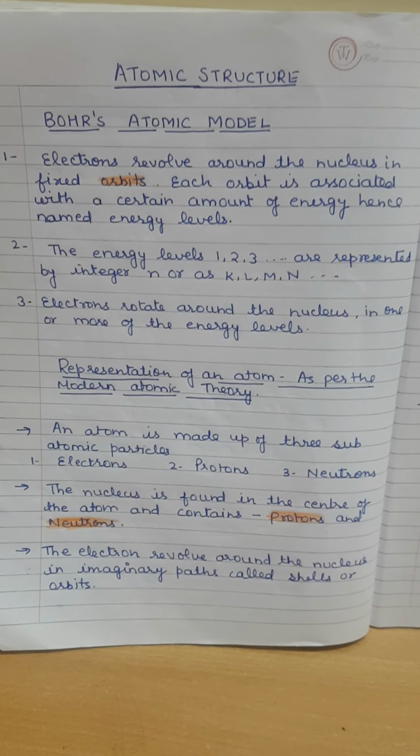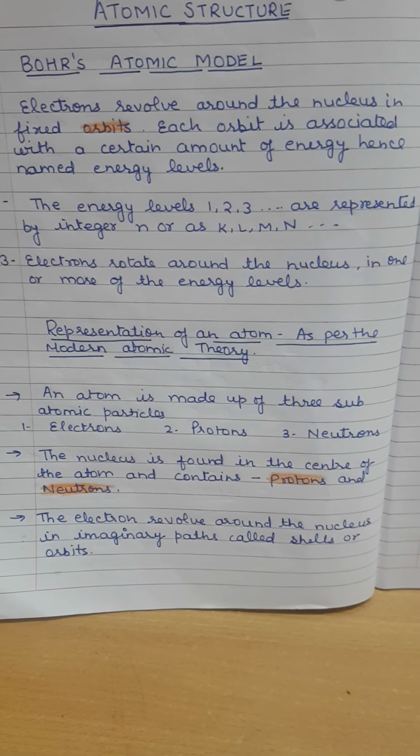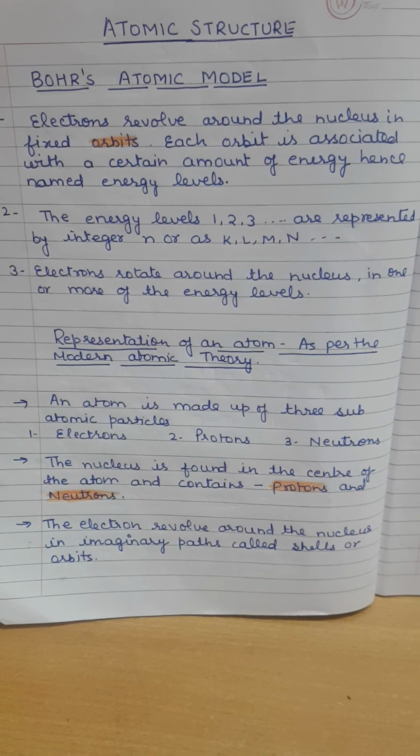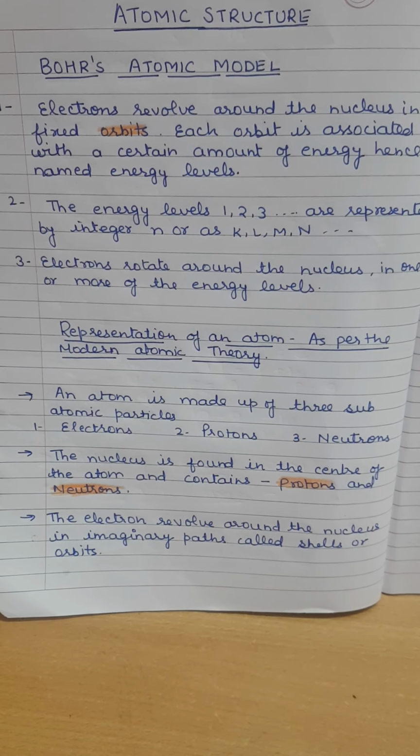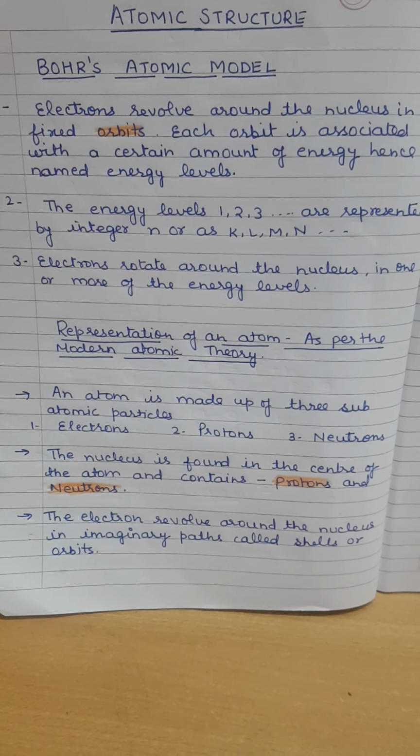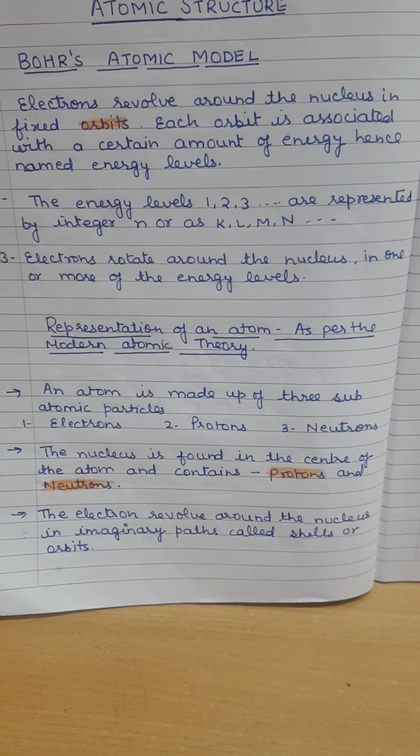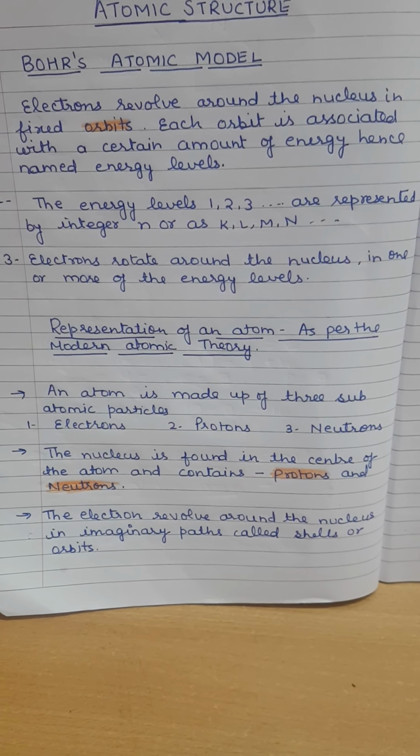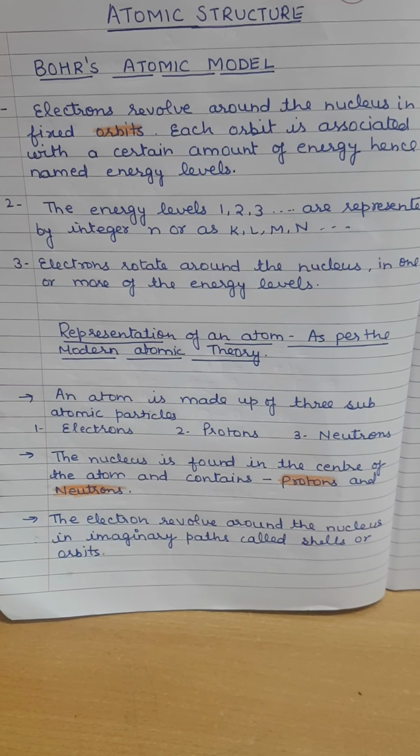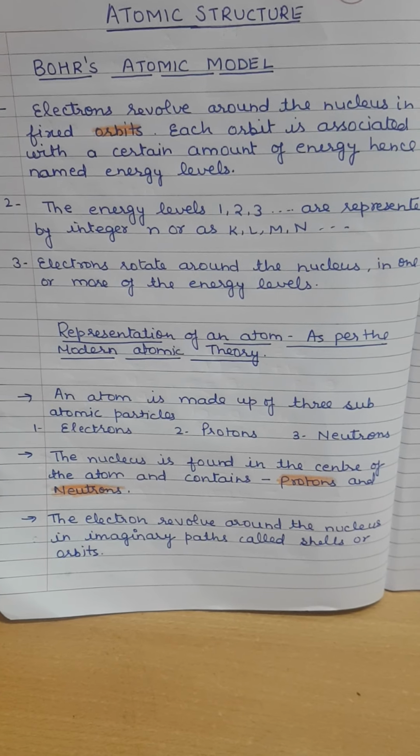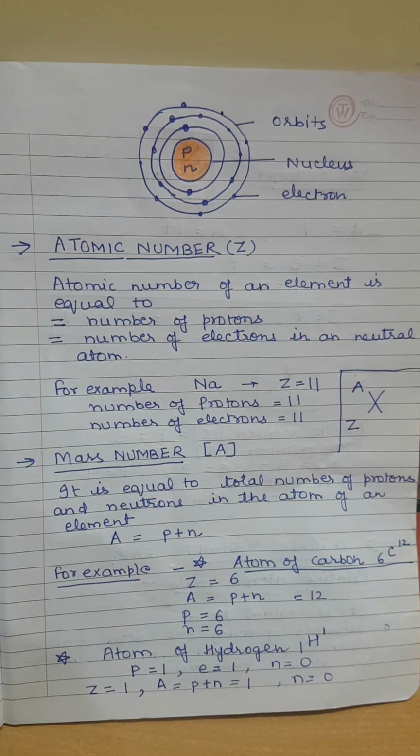Now, the next topic is the representation of an atom as per the modern atomic theory. An atom is made up of three subatomic particles: electrons, protons and neutrons. The nucleus is found in the center of the atom and contains protons and neutrons. The electrons revolve around the nucleus in an imaginary path called a shell or orbit.